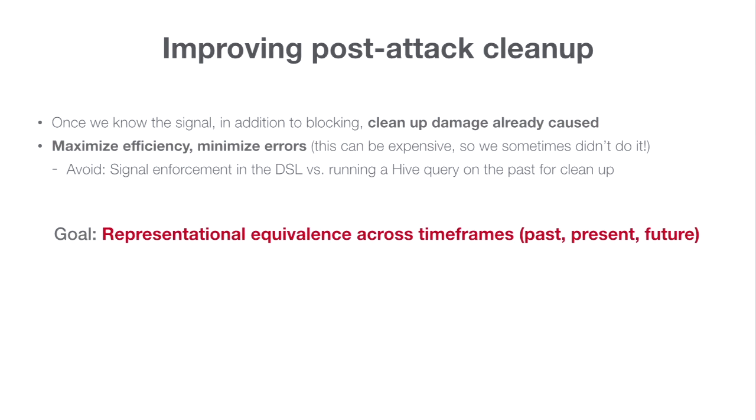The goal of all of this is to say that we want to treat the past, present, and future the same: running a rule on a historical stream, versus running it to develop a rule, versus enforcing it in the future. All of those should be the same. We think of that as representational equivalence.